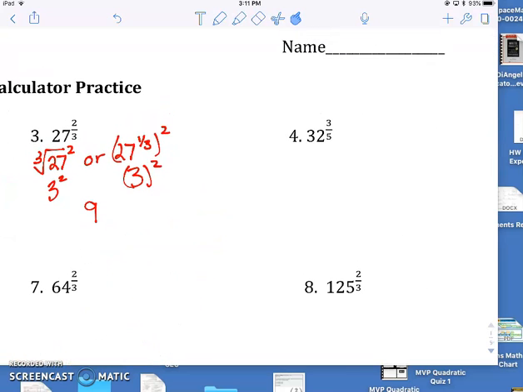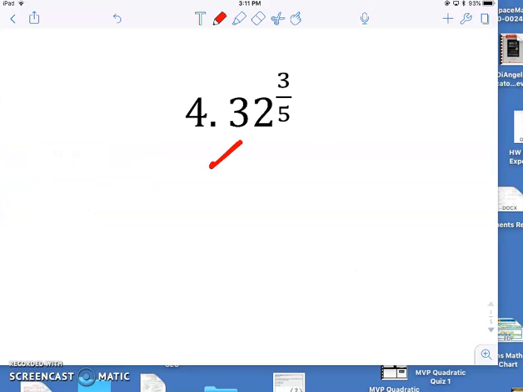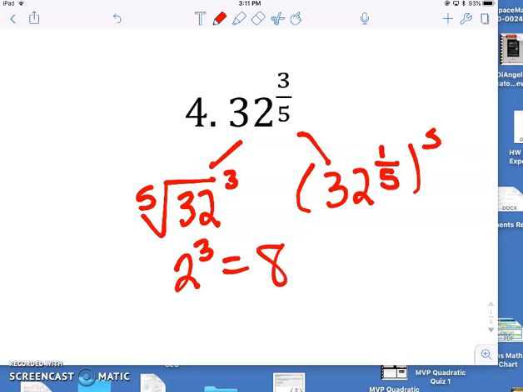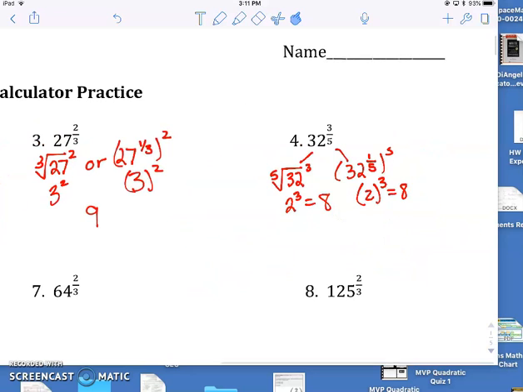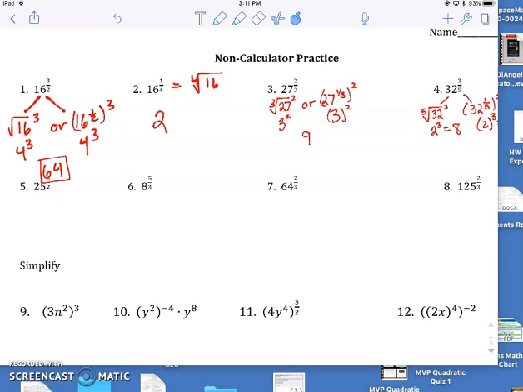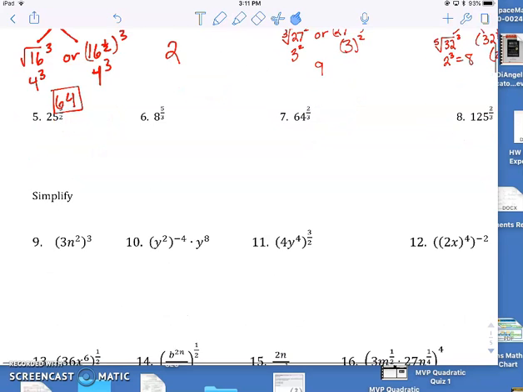So 32 to the 3/5. So two ways of thinking of it. The 5th root of 32 cubed, or 32 to the 1/5 cubed. So the 5th root of 32 is 2. 2 cubed is 8. And again, the 5th root, or 32 to the 1/5, that's 2. And 2 cubed, again, we have 8. So why don't you try the next couple using the root, or you could separate it out with a fraction.